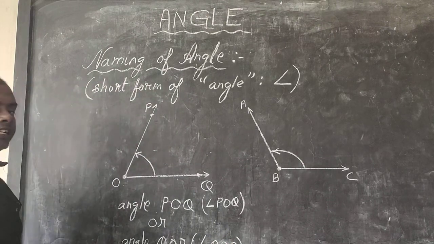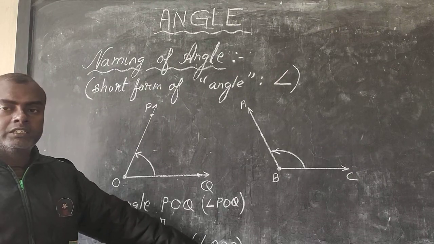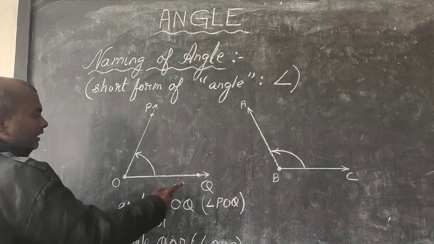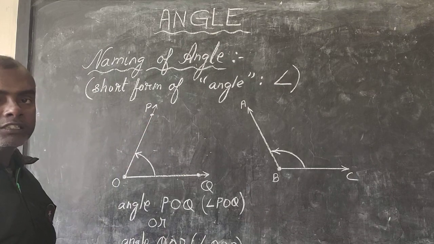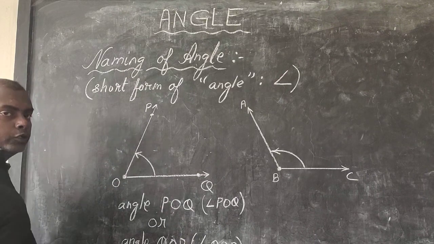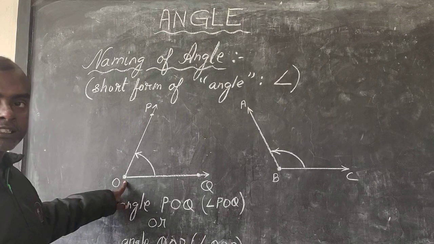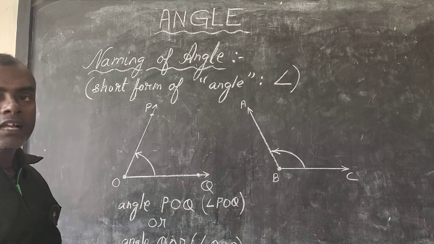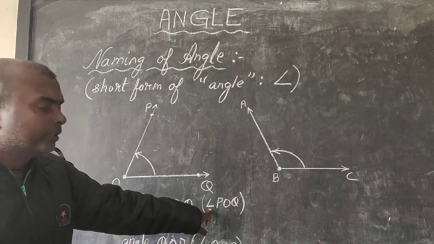So this is how we name an angle. Always keep in mind, the vertex should be in the center. You cannot name this angle as QPO. No. QPO, P is not the vertex. Okay, vertex is O. So you have to keep the point of the vertex in the center while naming of the angle. And while writing the name of the angle, the word angle, we write a short form like this.